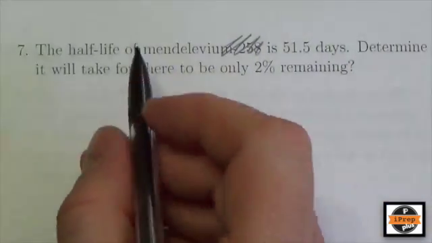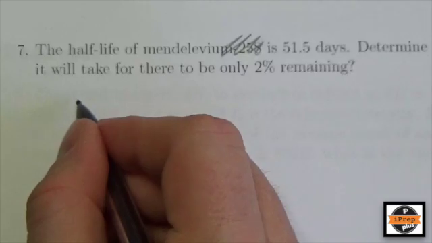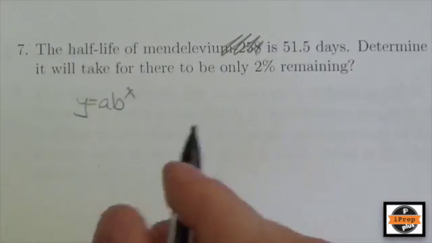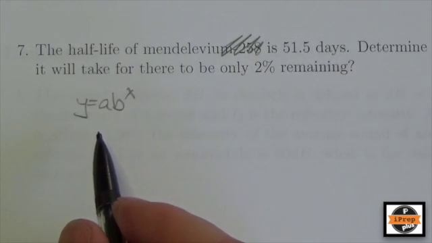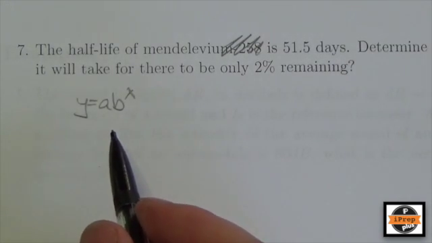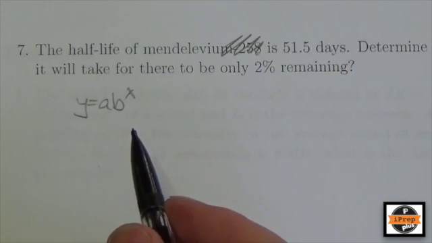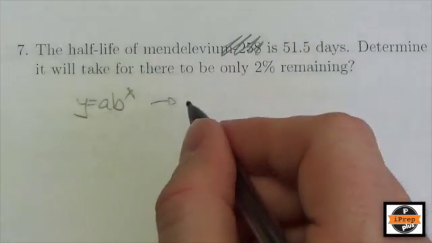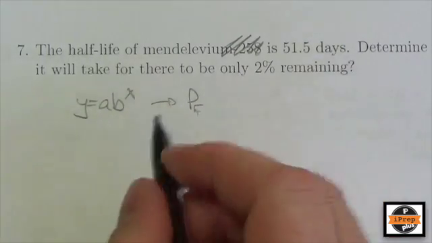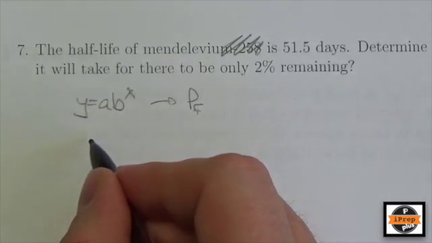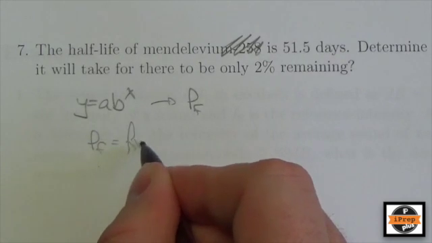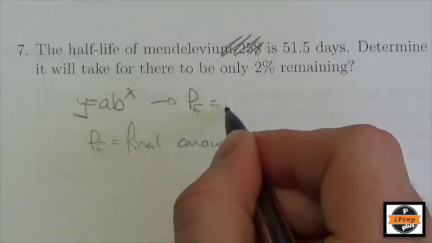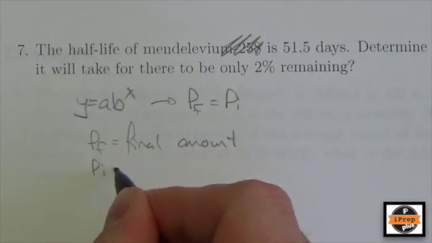As with everything else in this lesson, these are all questions that can be modeled with an exponential function. So just like we've done before, I'm going to change the variables here. I'm going to let y be pf, the final amount. I will let a be pi, the initial amount.